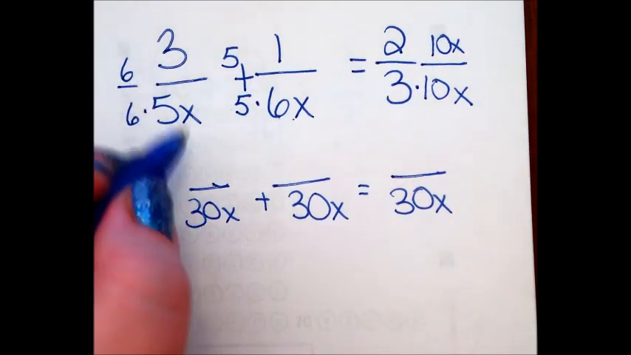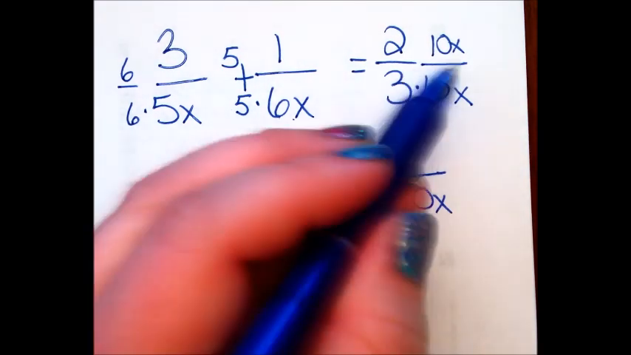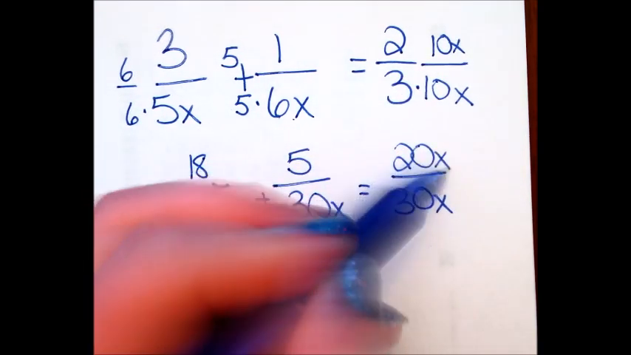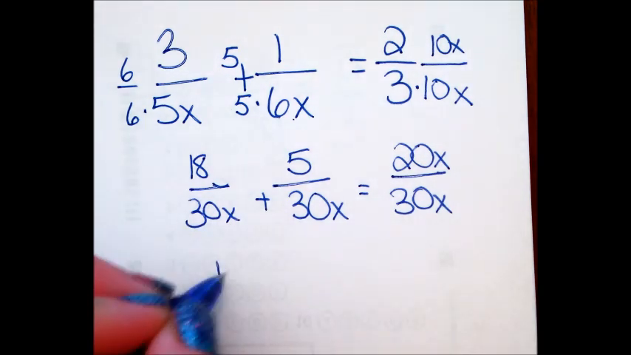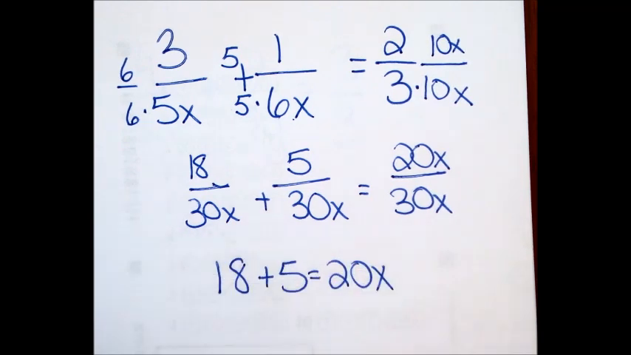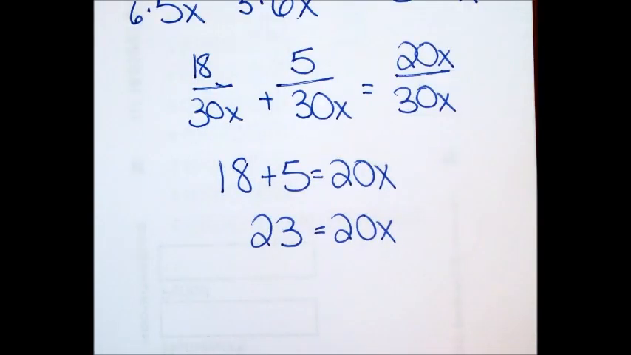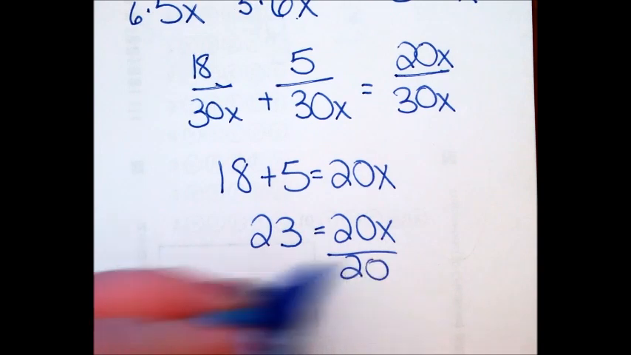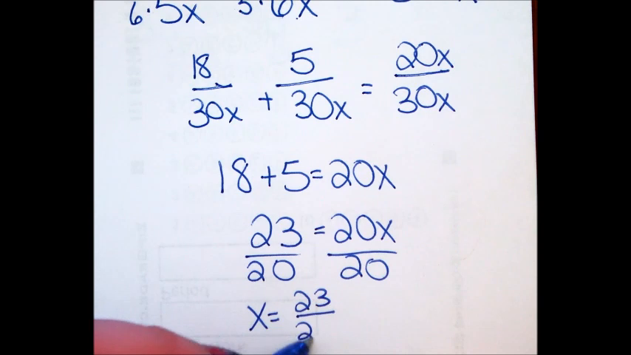So I get 18, 5, and 20x. That means that this denominator no longer matters. 18 plus 5 equals 20x. So 18 plus 5 gives me 23. And I can divide by 20 on both sides. So x is equal to 23 over 20.